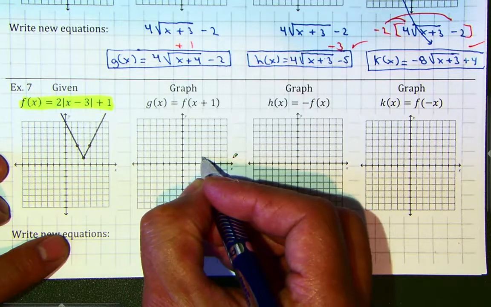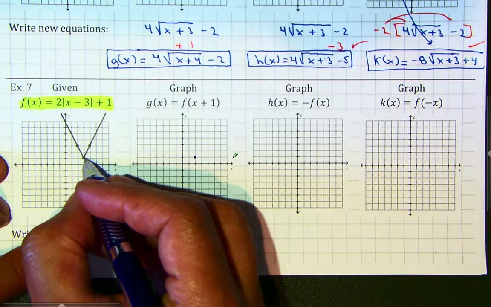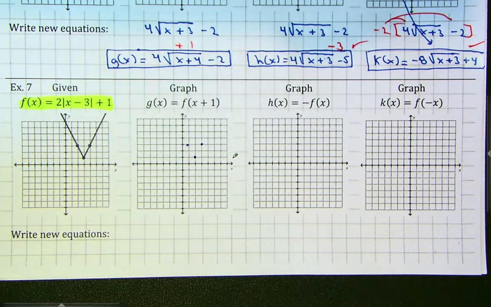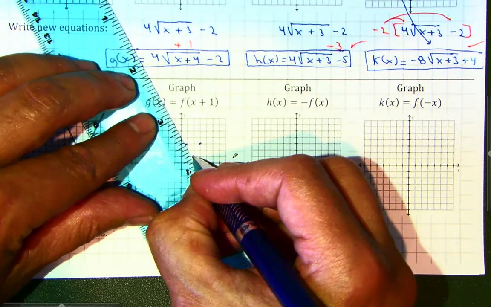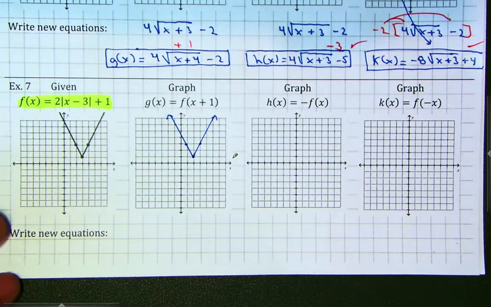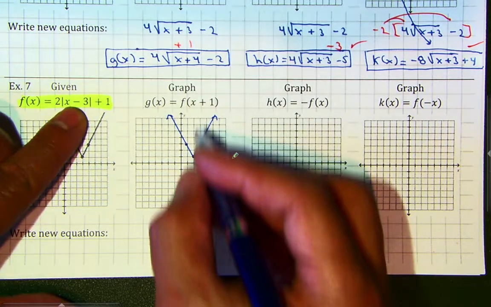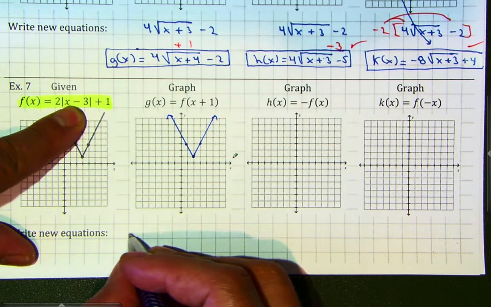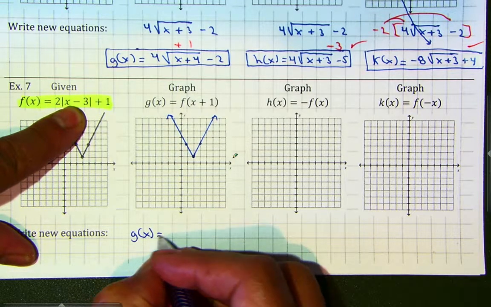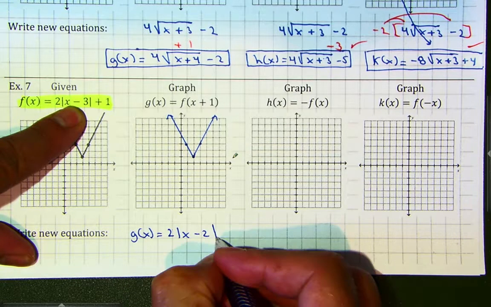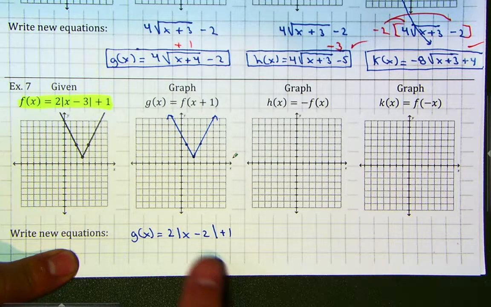So that becomes this point here, correct? And then the other two points are here and here. And let me use my ruler to make a nice graph. My equation, I'm going to add 1 to the inside. So therefore, that'll be g of x equals 2 absolute value of x minus 2 plus 1. And it should still match. My vertex is 2, positive 1, and it's there.